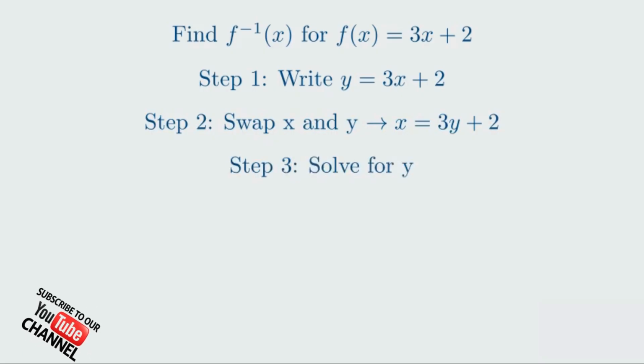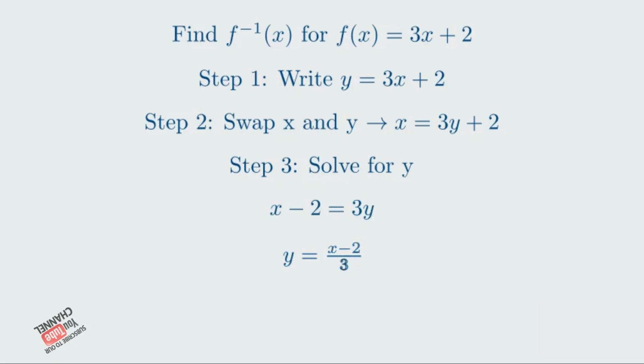We start by subtracting 2 from both sides, giving us x minus 2 equals 3y. Then we divide both sides by 3, which gives us y equals the quantity x minus 2 divided by 3. This expression for y is our inverse function. So, we've successfully found the inverse. Therefore, the inverse function f inverse of x is equal to x minus 2 over 3.